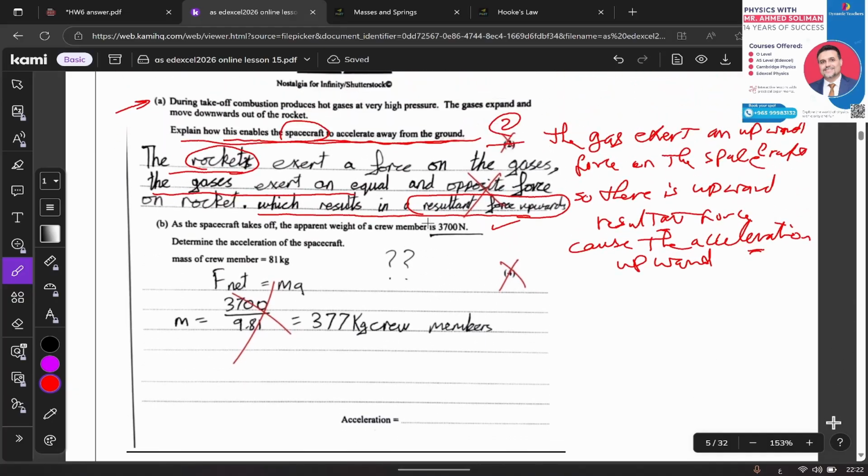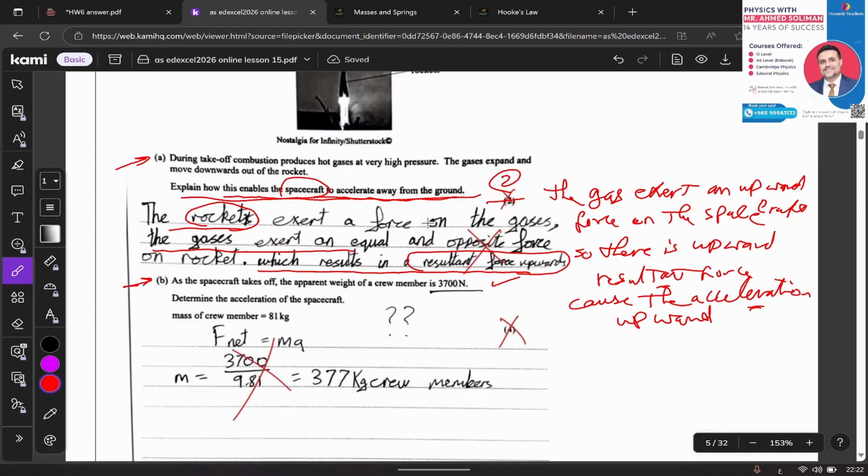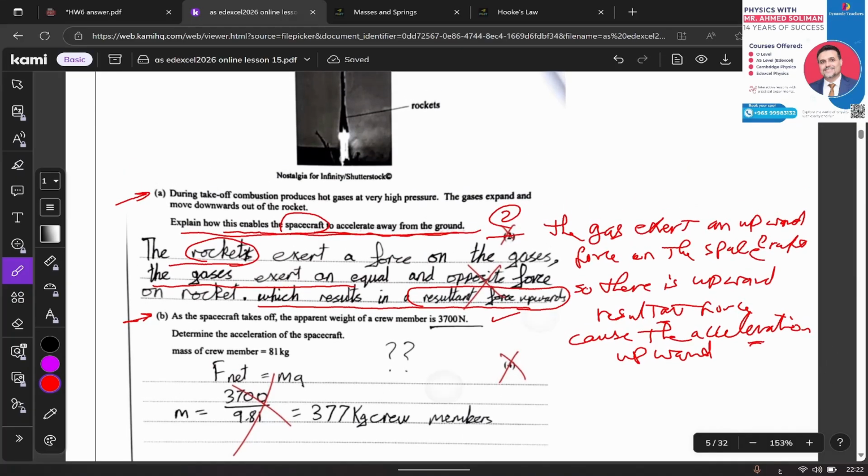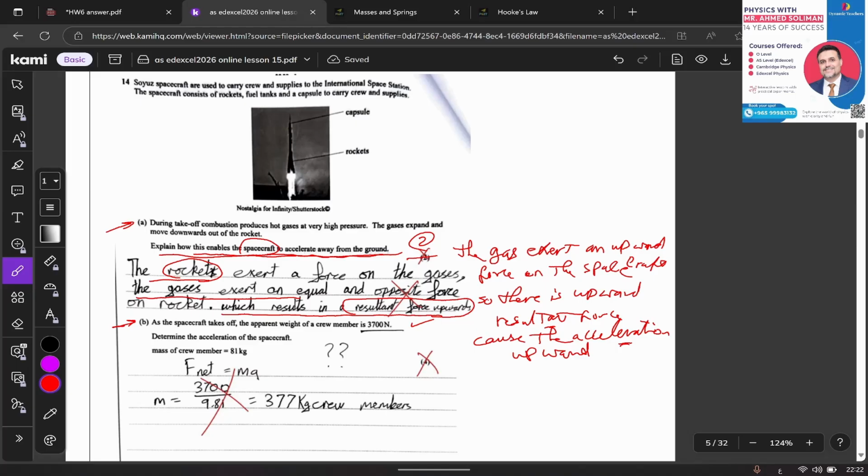What about this part, Mirula? F equals ma, and then the mass is 81 kilograms. So this equation is correct now. Yes, so the student can gain 1 mark.